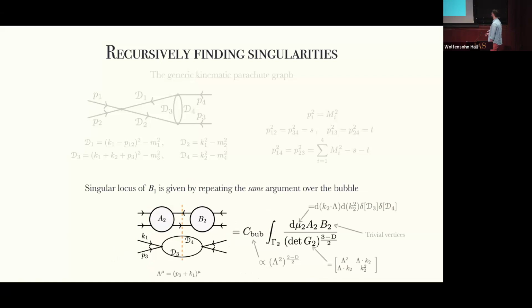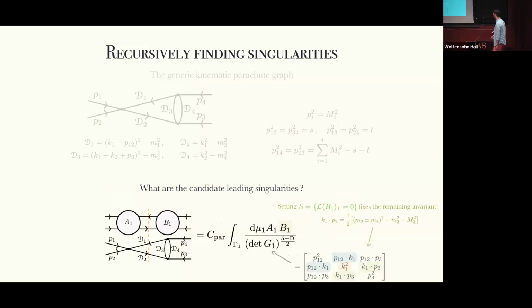G is just this 2x2 matrix. Again, we won't see it, but all these entries that depend on K2 are fixed by the two delta functions here. And asking the determinant of this to be 0 gives us the first component of the singular locus of B1, which practically translates into this restriction on K1 dot P3.